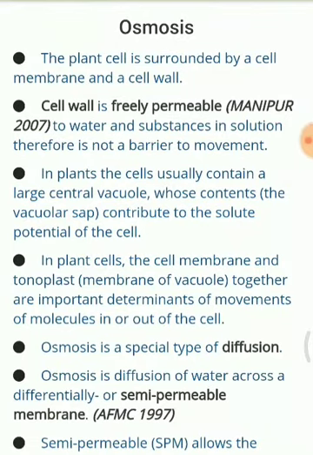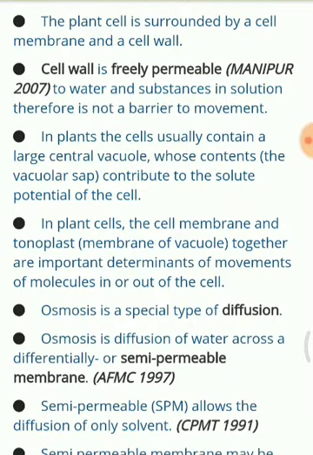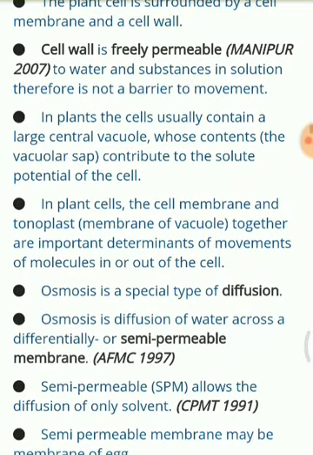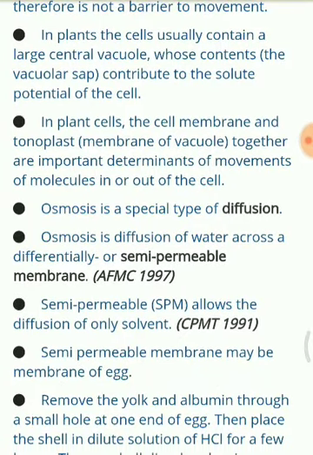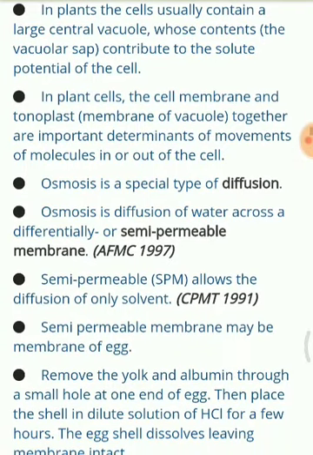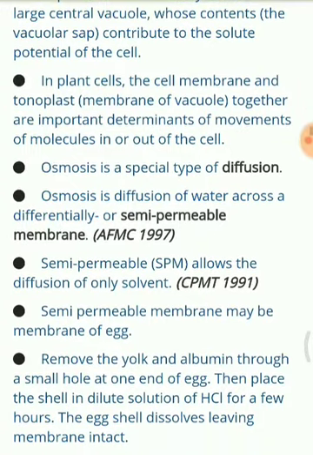Osmosis. The plant cell is surrounded by a cell membrane and a cell wall. The cell wall is freely permeable to water and substances in solution, therefore it is not a barrier to movement. In plants, the cells usually contain a large central vacuole whose contents, the vacuolar sap, contribute to the solute potential of the cell. In plant cells, the cell membrane and tonoplast membrane of the vacuole together are important determinants of movements of molecules in or out of the cell.